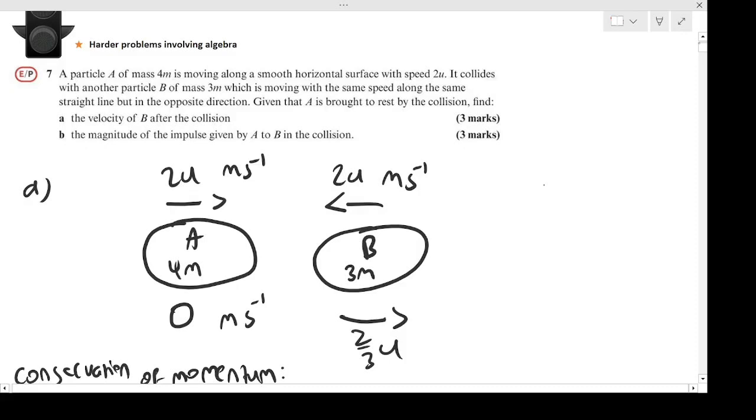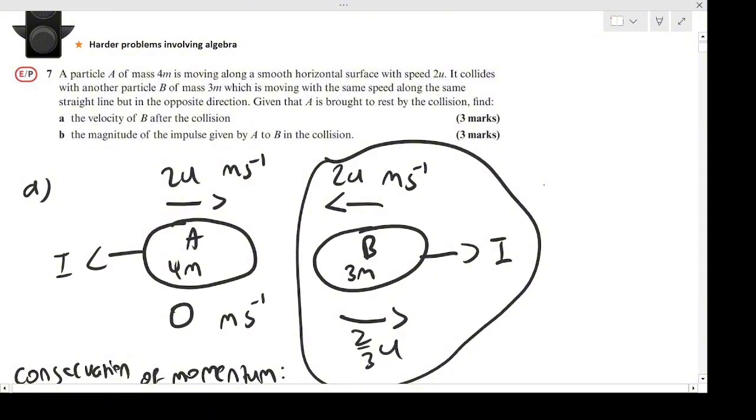Then for part B, it wants me to find the impulse given by A to B. Now again, the impulses are going to look like this. A is going to push into B forward, so B will get an impulse forwards. Then B will push into A, so A will also get an impulse like that. It doesn't really matter, to be honest, which particle I consider to find the impulse. But the question says the impulse given by A to B, so that's the impulse given to B. So you could consider B if you wanted to.